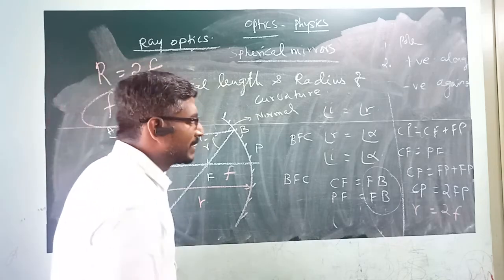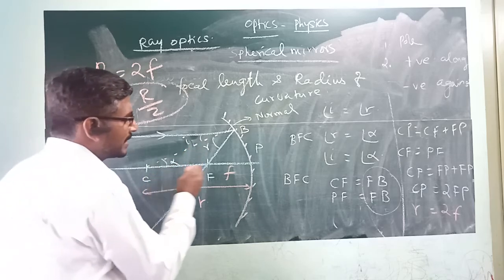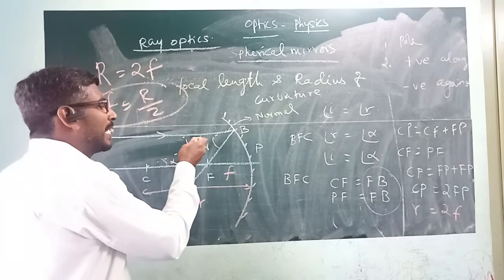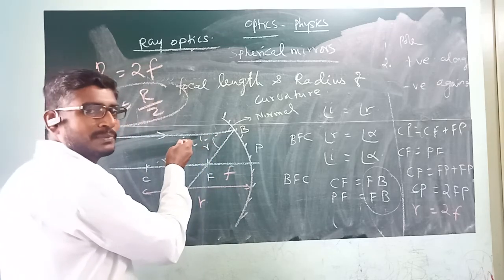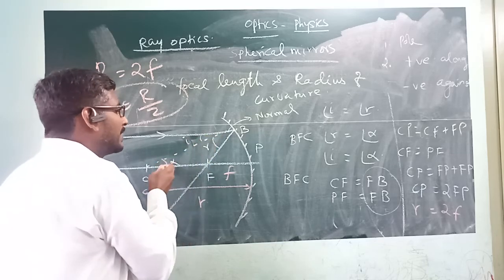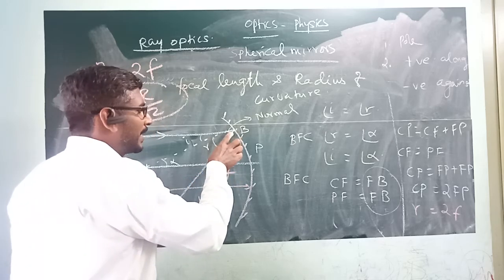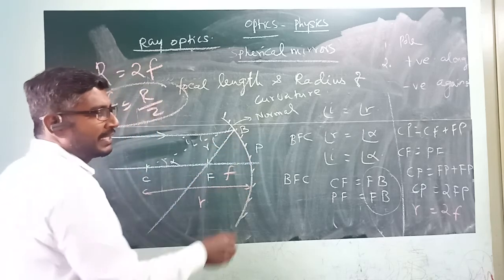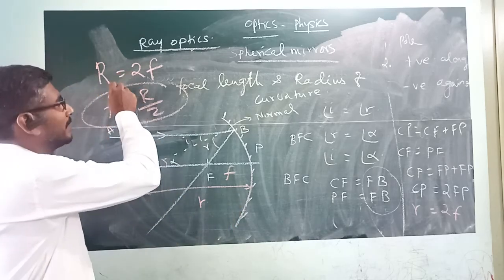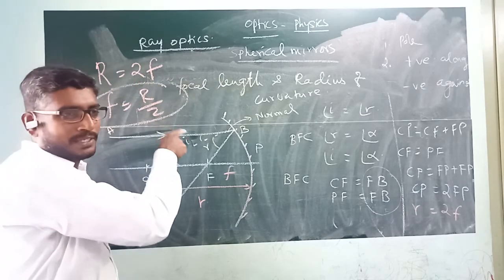I am taking this simple step to explain so that you can play your mathematics here to prove how much is the length between CF and FP. Since it follows that the angle of reflection is equal to the angle of incidence from the laws of reflection, if you consider a triangle and these two angles are equal, then these two sides should be equal. Equating this, I can say R is equal to 2f, which means the radius of curvature is equal to 2 times the focal length, and the focal length is half of the radius of curvature.